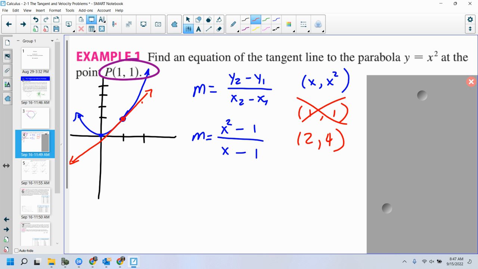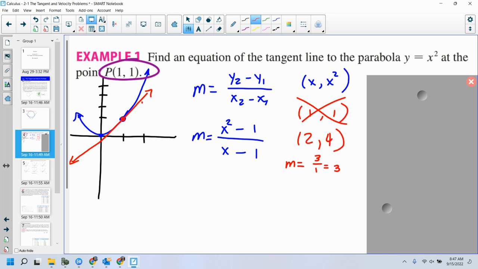Okay, so what's the slope in this case? The slope would be 4, and I know that's x squared, right? 4 is x squared. So 4 minus 1 is 3. 2 minus 1 is 1. So my slope is 3 at 2 comma 4.